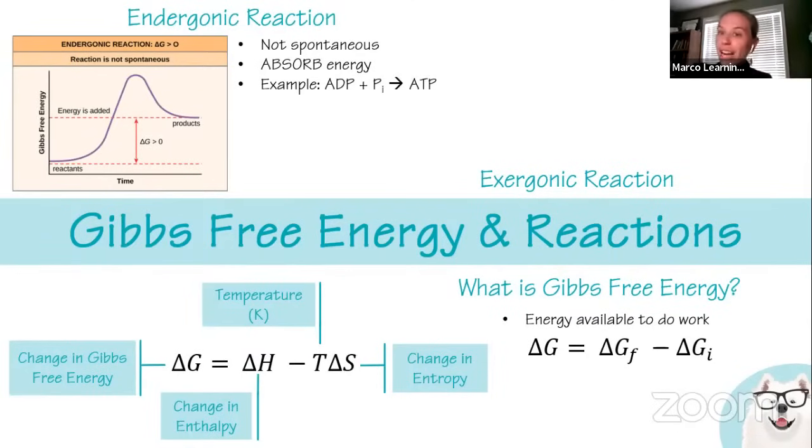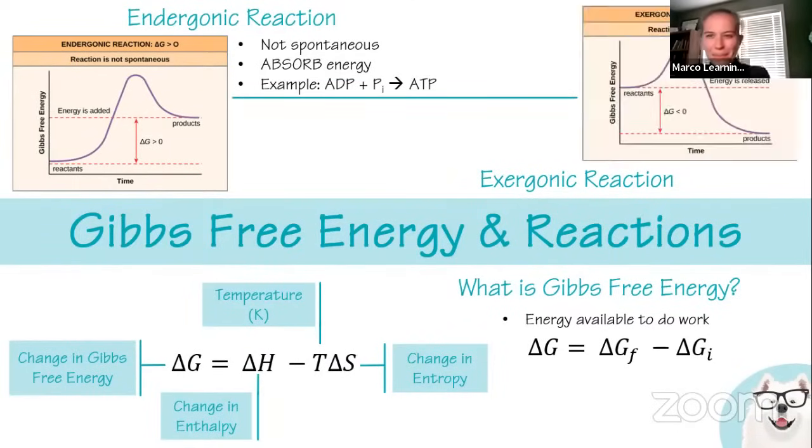The other reaction we have is an exergonic reaction. It's basically the opposite. In an exergonic reaction, we're releasing the energy. As you see, the reactants have a higher amount of energy than our products, which means we have a negative delta G and we've released energy.